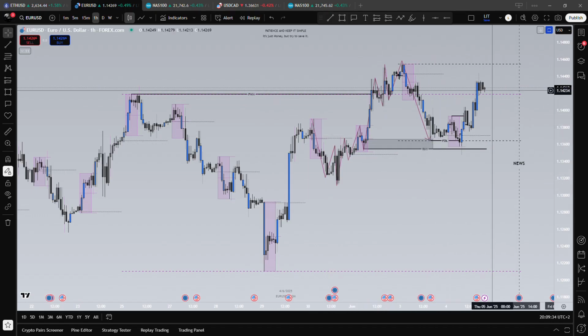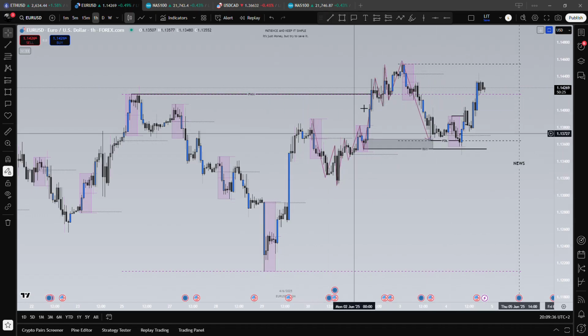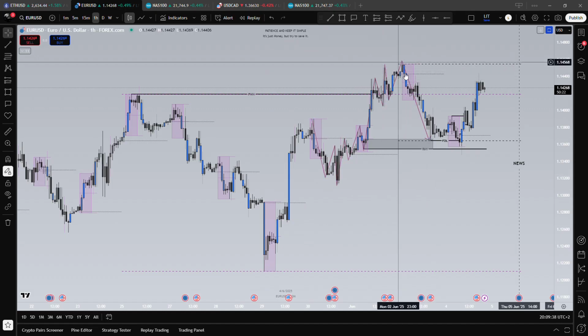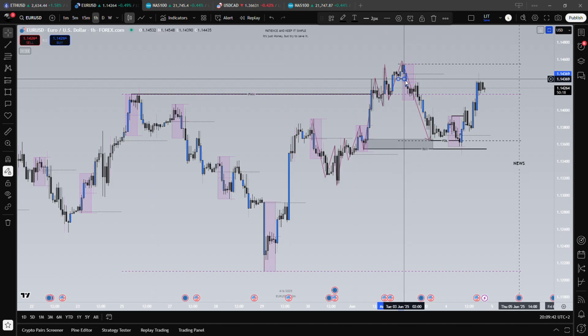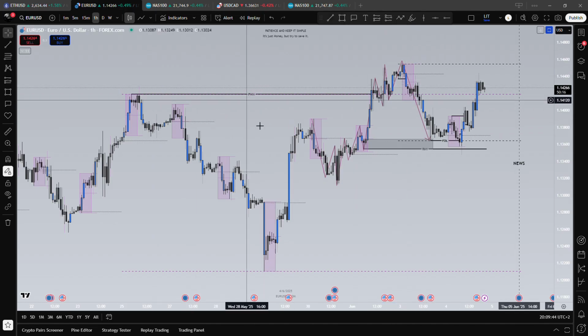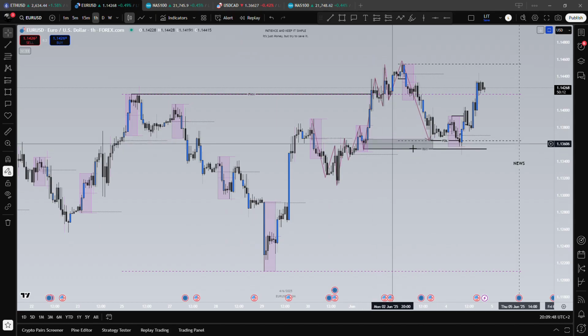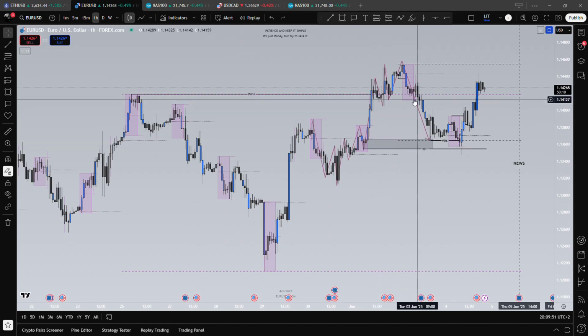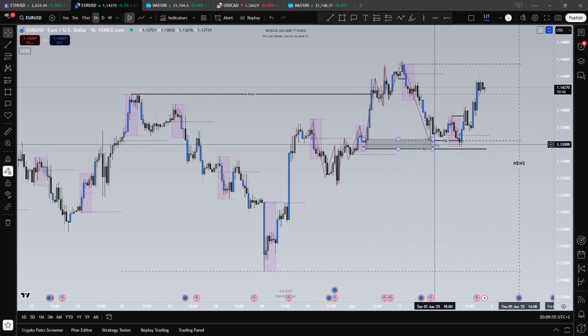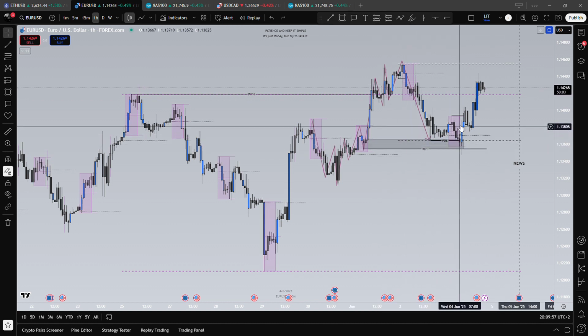Today on EU we were having an uptrend, and yesterday we started reversing to the downside after taking this previous weekly high. For me this was some kind of an SMT. Maybe I'm wrong, but I think it is at some point. And yeah, I just wanted to look for sells.